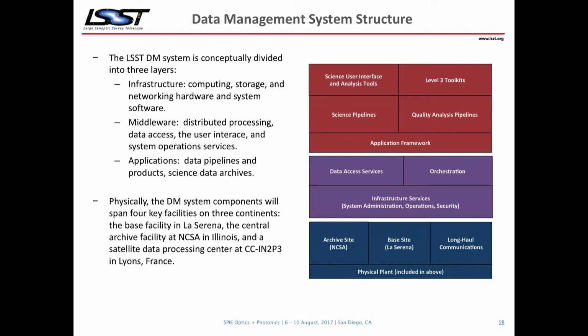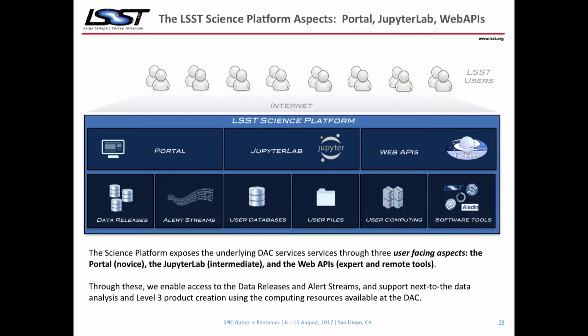And physically, these components will span 4 key facilities on 3 continents: the base facility in La Serena, Chile, the Central Archive facility in Illinois, and there'll actually be a satellite data processing center in France at the Computing Center for IN2P3 in Lyon. In order to enable the users to access the data, we'll develop what we call a science platform. This has to be structured to support novice users who want to do relatively simple things, and then increasingly serious users who want to federate rather complex analysis codes with this. And we've built a system that relies on what we call a portal, Jupyter Lab notebooks that take custom Python code and run naturally, and then web-based APIs.